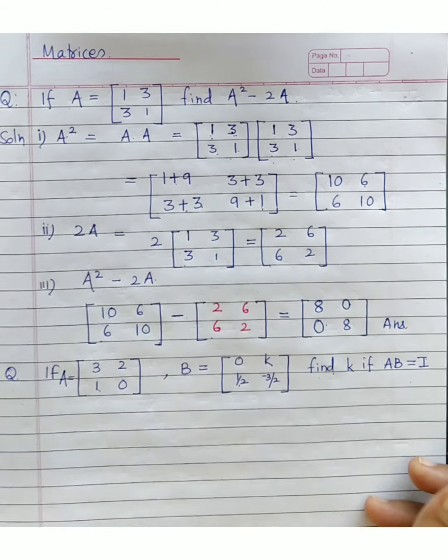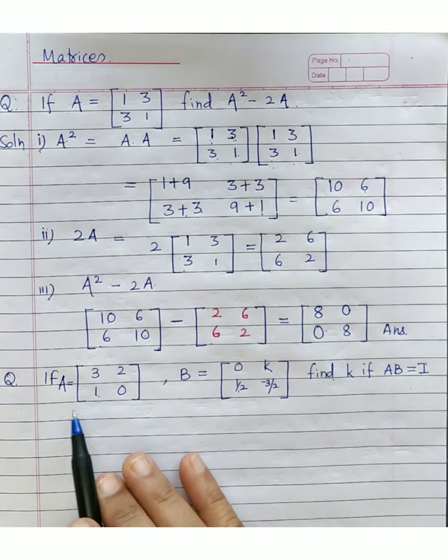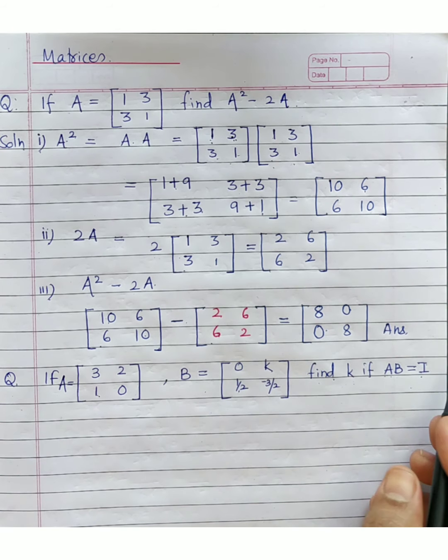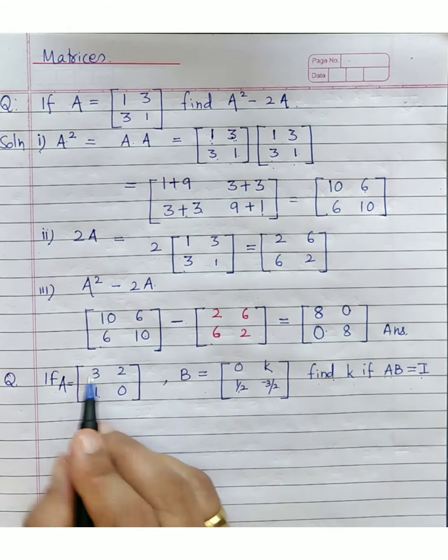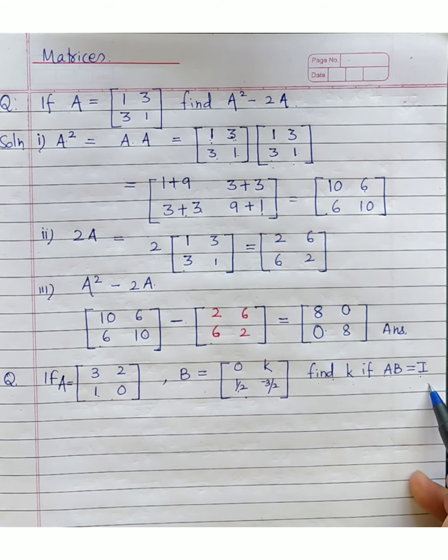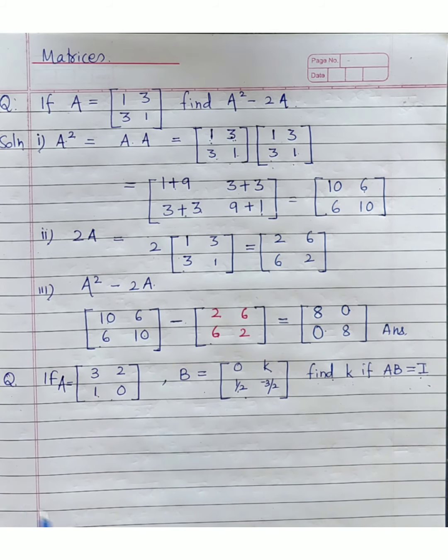Okay. Next question. Matrix A is given. Matrix B is given. And the question is find K if AB, that is product of matrix A and B, is equal to I. Now what is I? It's an identity matrix. Now here AB is I. What is the order of A? 2 by 2. What is the order of B? 2 by 2. So what will be the answer matrix order? It will also be 2 by 2. So here I will be an identity matrix of order 2 by 2.